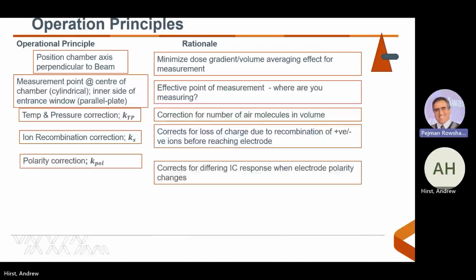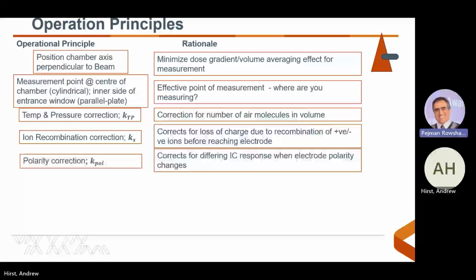Polarity correction corrects for the differing response of the ionization chamber based on, say, whether the outer electrode is positive and the inner one is negative. If you flip those polarities, you get a slightly different response, and that's because it's a function of the energy of your beam, the depth of your beam, and the field size that you're irradiating with. Basically, there's a different amount of positive and negative ions being created, and to correct for this, you would measure with both polarities and take the average. That's one way to correct for it.